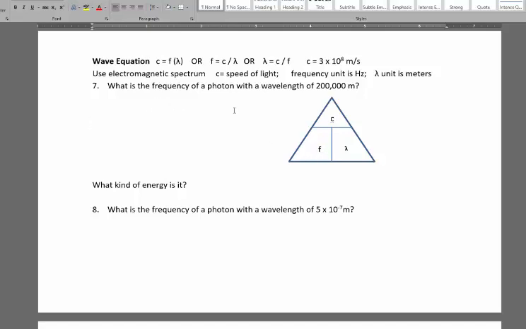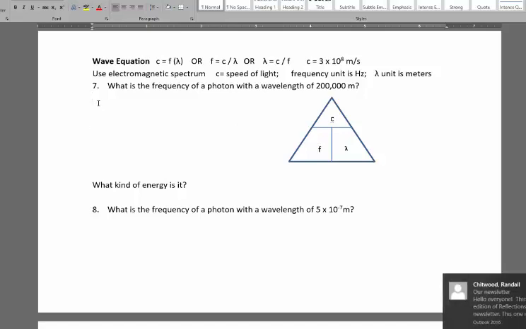So again, what is the frequency of a photon? So we're looking for frequency. So cover frequency up. Frequency is going to equal velocity divided by wavelength, because the C is now falling over the wavelength. Now, if we were looking for C, you would do frequency times wavelength. If it was asking what is the wavelength, cover up wavelength, it would be velocity divided by frequency. So this may help you. It's just another tool.